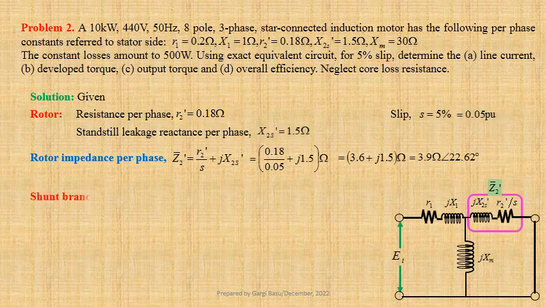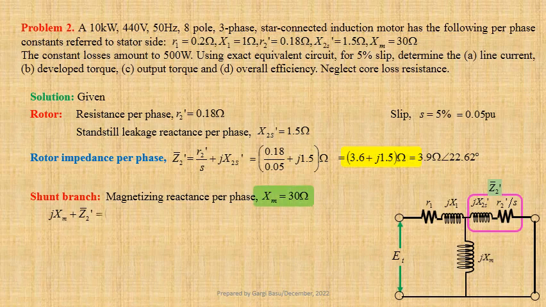For shunt branch, given magnetizing reactance per phase Xm equals 30 ohm. Let us now calculate jXm plus Z2'. Using values we get 3.6 plus j31.5 ohm. This may be written in polar form as 31.705 ohm at an angle 83.48 degree.